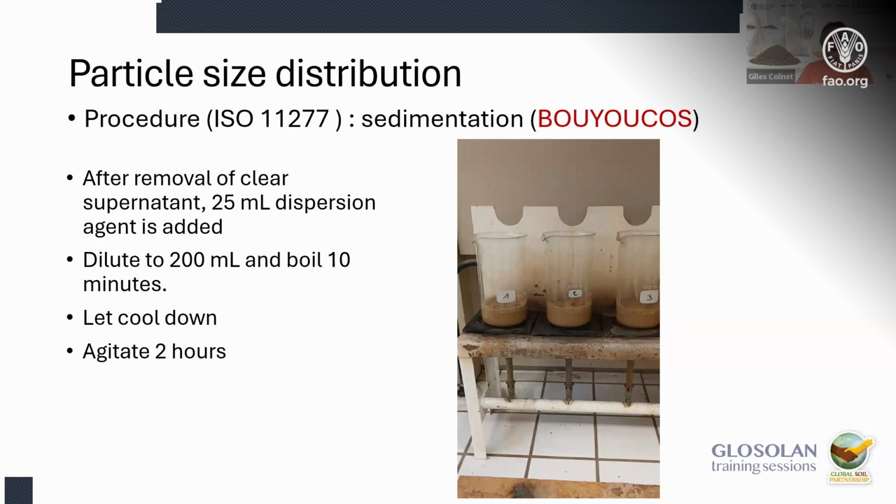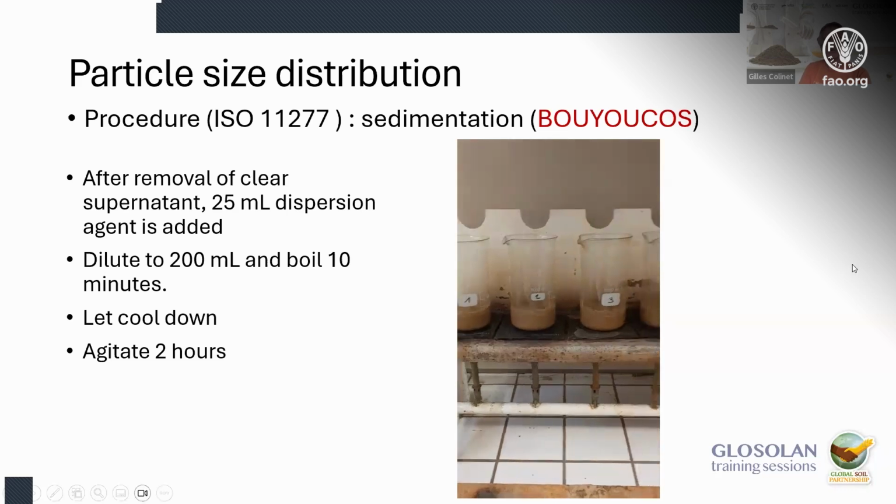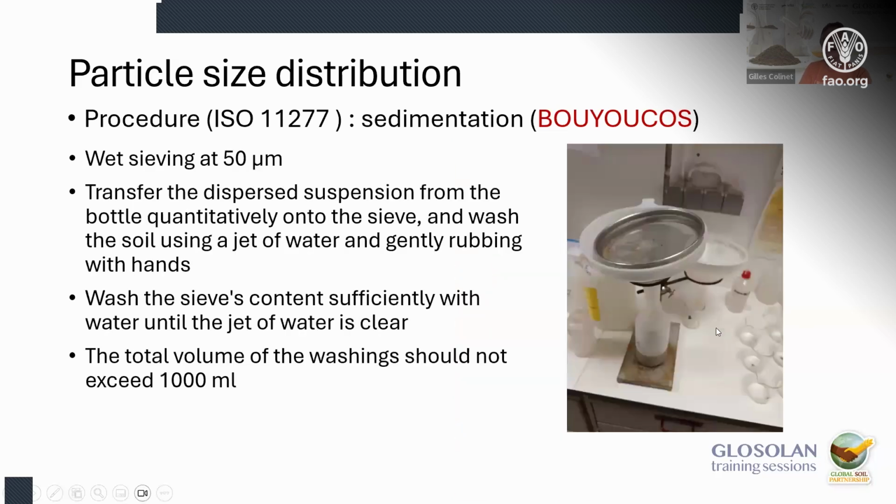So when it's okay, you put the dispersion agent. We use sodium hexametaphosphate. And in our procedure, we boil 10 minutes and we leave it to cool down, and then we agitate 2 hours. So there are different kinds of procedures.